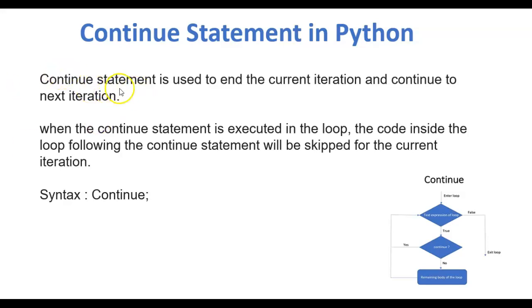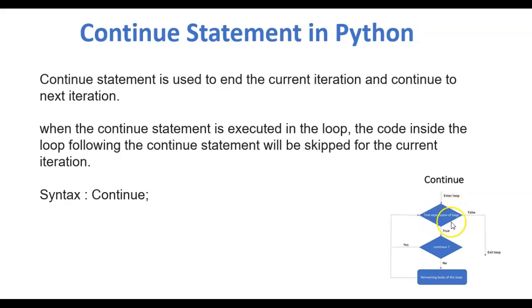Whenever the continue statement is encountered, that iteration will be skipped and the loop will continue with the next iteration. So unlike the break statement, it will not bring the control out of the loop. It will bring out of only the current iteration. So this is the continue statement. Hope you understand, right? And let's go to the flowchart. So first, enter the loop.